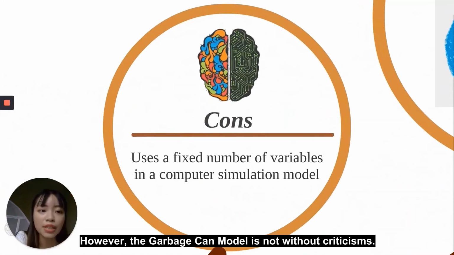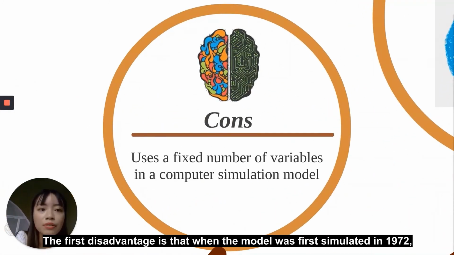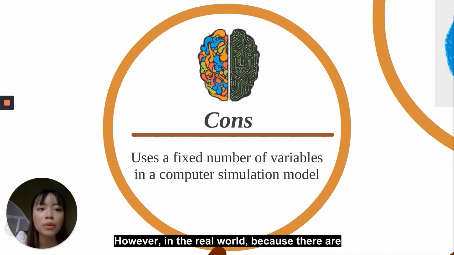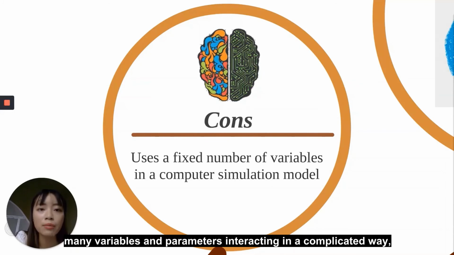However, the garbage can model is not without criticism. The first disadvantage is that when the model was first simulated in 1972, it had used a fixed number of variables in the computer simulation model. However, in the real world, because there are many variables and parameters interacting in a complicated way, the garbage can model may not fully capture the situation.